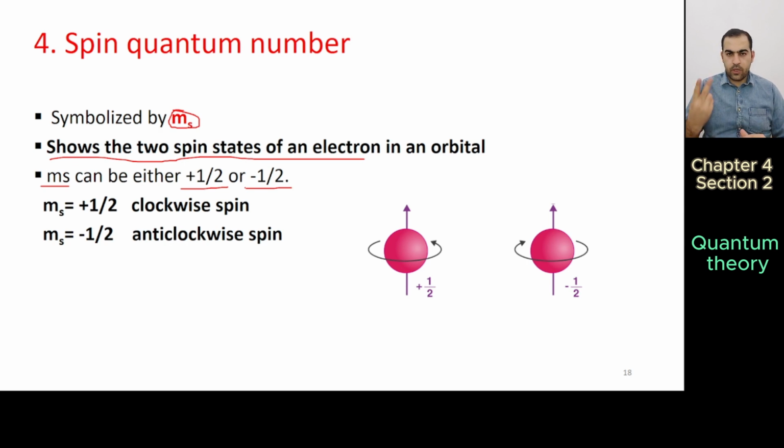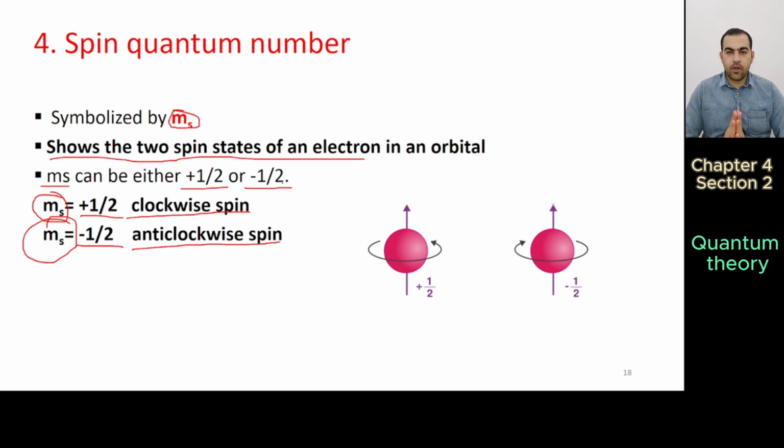In each orbital, we have two electrons. One of them spins clockwise, the other anti-clockwise. When ms equals positive 1 over 2, we say clockwise spin, meaning the electron that spins clockwise gets positive 1 over 2. For anti-clockwise spin, ms equals negative 1 over 2.